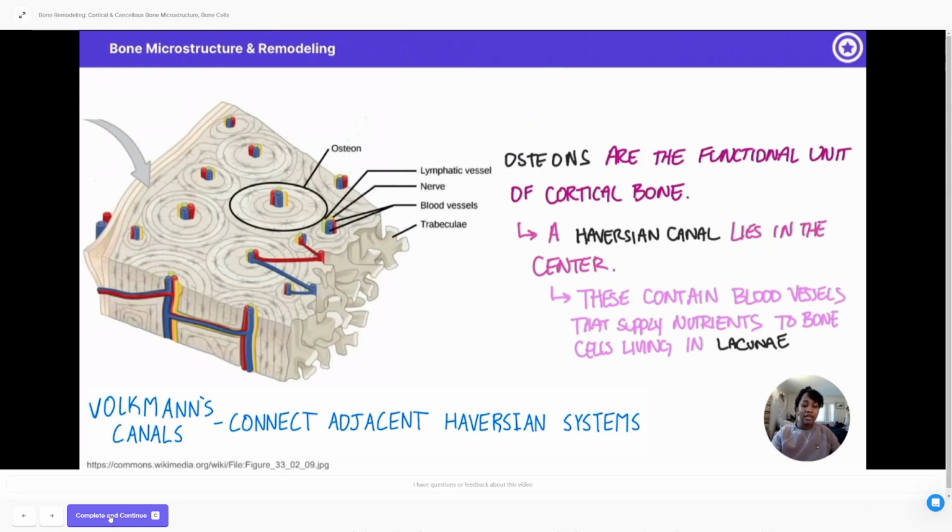And we can see in the diagram here that we have all of these osteons that together make up the bone tissue. And within an osteon, we're going to notice a central area called a Haversian canal. And the point of a Haversian canal is to provide somewhere for blood vessels as well as nerves to innervate the bone.